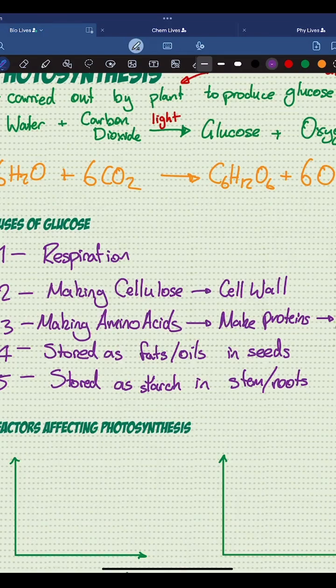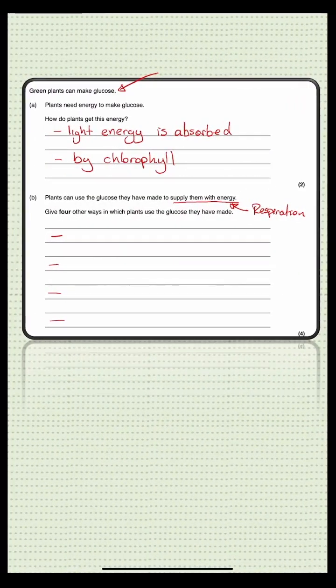How do they get energy for active transport? Through respiration. So they use the glucose for respiration and they use it for all their processes, like movement basically. So any four of those, no, not any four, it has to be four. We can't mention respiration because that's already been stated in the question. So we have to say for making starch, for making cellulose, what were the other ones? You said amino acids and also fats, wasn't it? Yeah, making fats or oils, lipids. Yeah, you can say lipids as well.